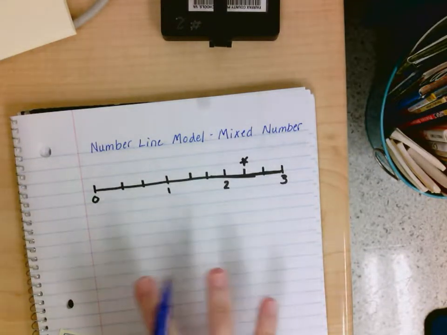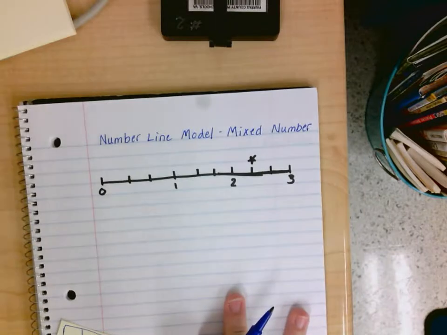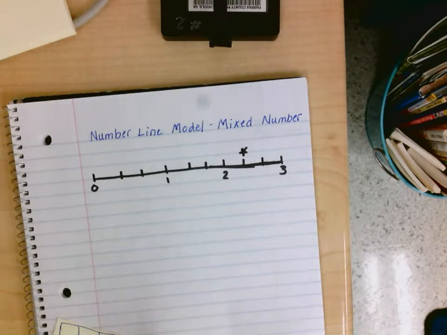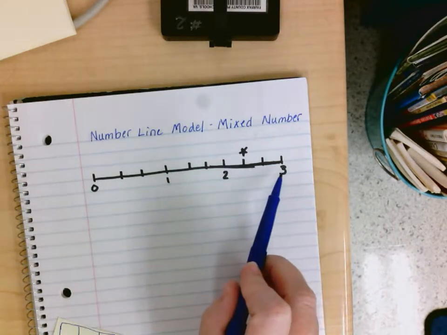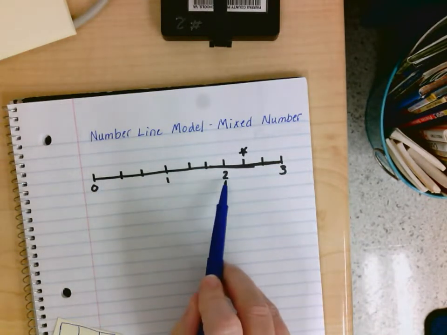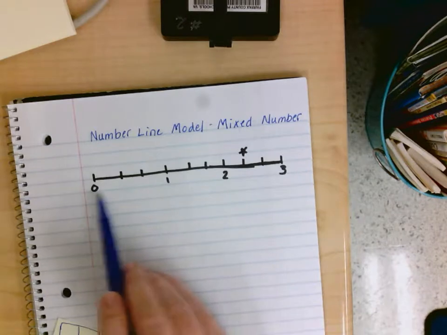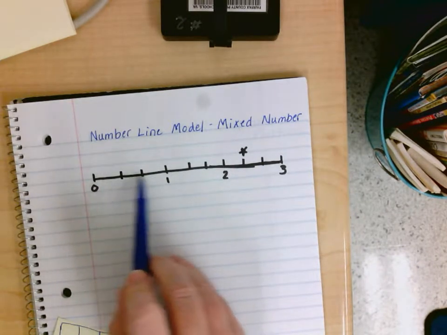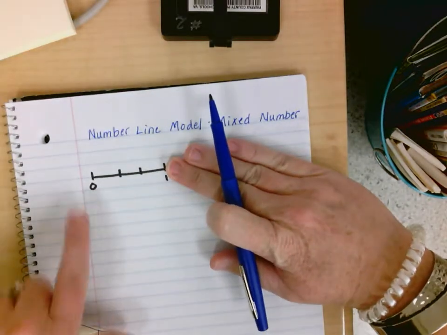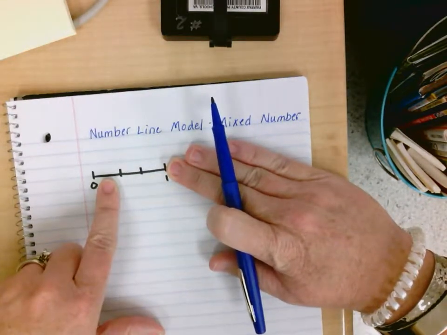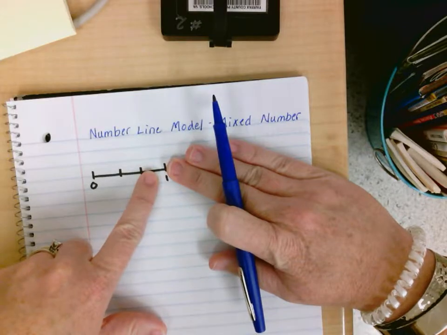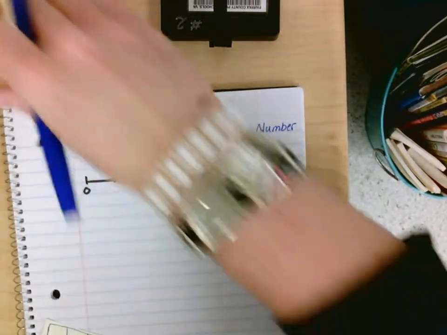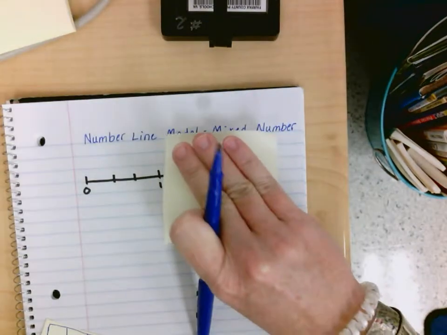In this video, we're going to use the number line model to represent mixed numbers. So again, I'm going to look at my number line, and I'm going to look at how many parts I have. I have 0 to 3, and within each section, I have 1, 2, 3. I'm going to cover up the rest of the number line here.